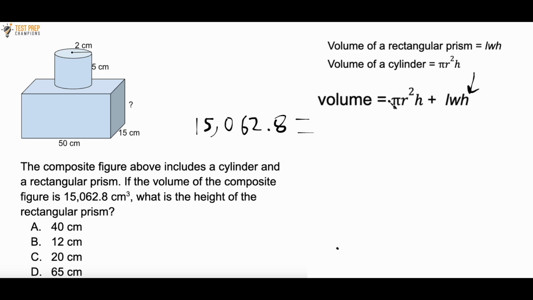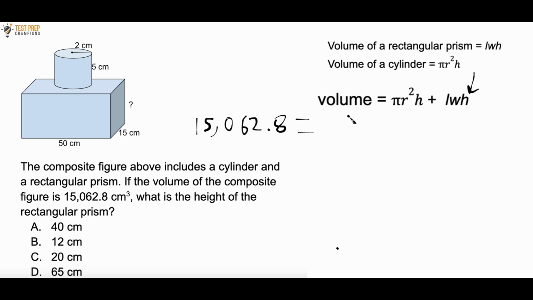Now, I also want to point out that you could do this the other way. You could do length times width times height plus pi r squared h, and that would give you the same answer. But just to start somewhere, I wrote this formula here. The volume of the composite figure is the volume of the cylinder plus the volume of the rectangular prism.